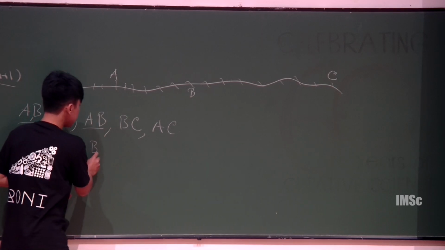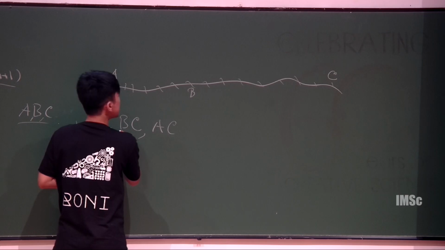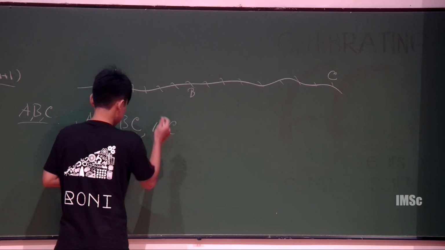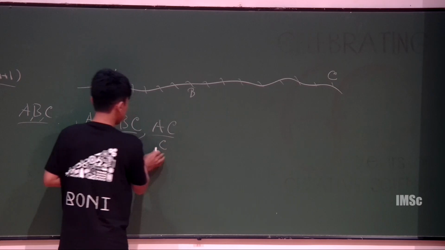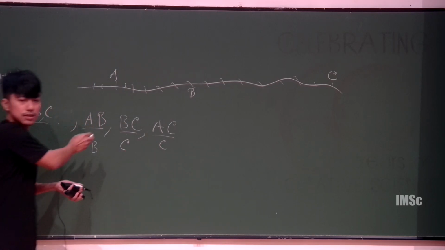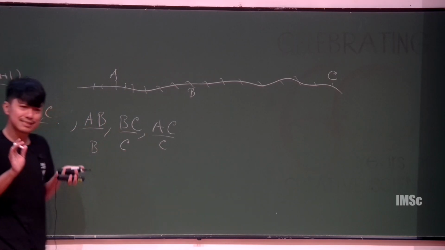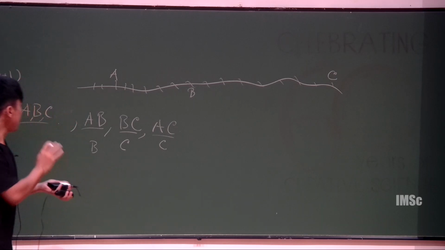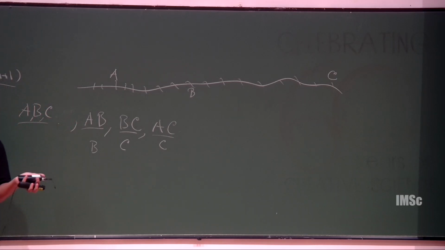You will see only B. If B and C are together, you will see only C. If A and C are together, you will see only the color of C. So this is how the color pattern will look. Is this clear? I am saying A, B and C individually have separate colors.